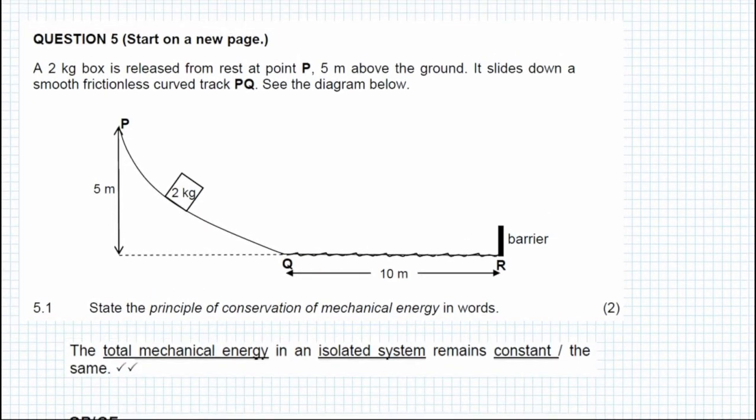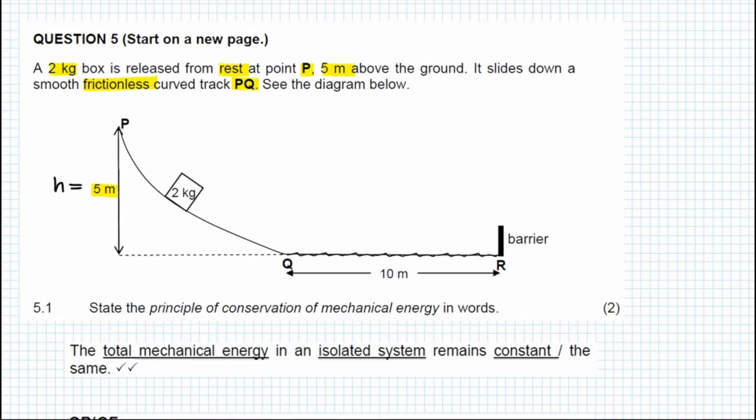Question 5 says, a 2 kilogram block is released from rest at point P, 5 meters above the ground. It slides down a frictionless curved track, PQ. See the diagram below. So on this diagram, we see the 5 meters. I'm going to label this as the height that the object will possess at point P.